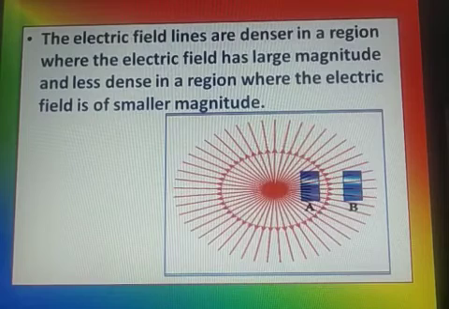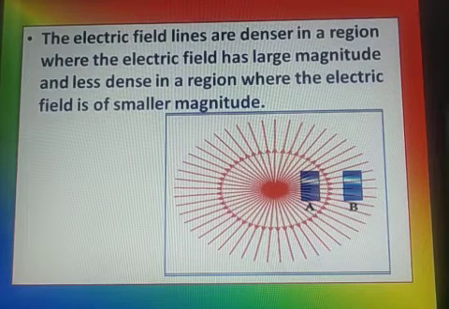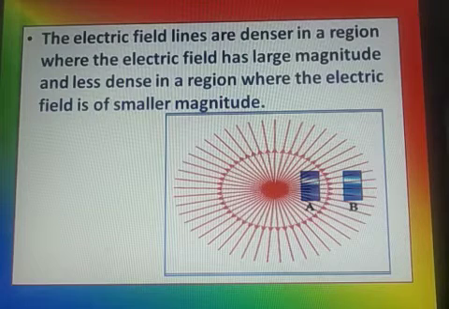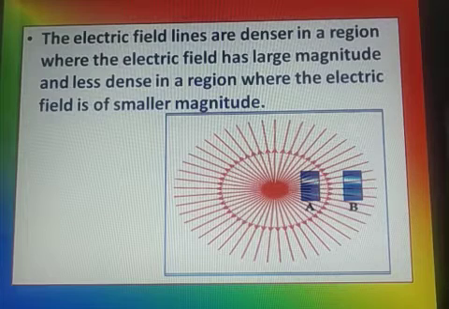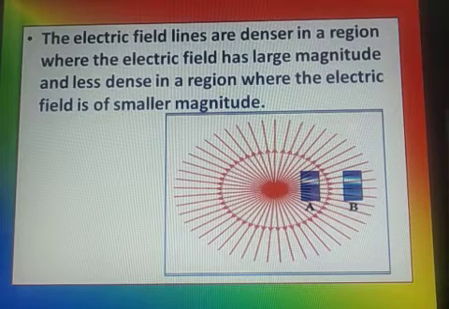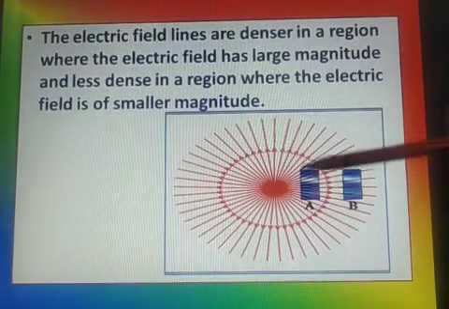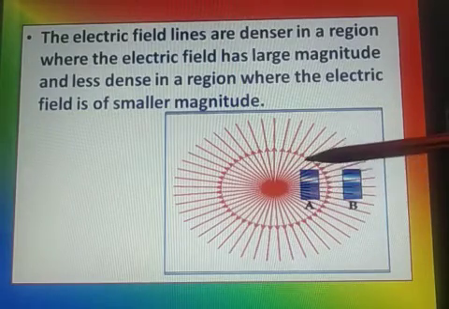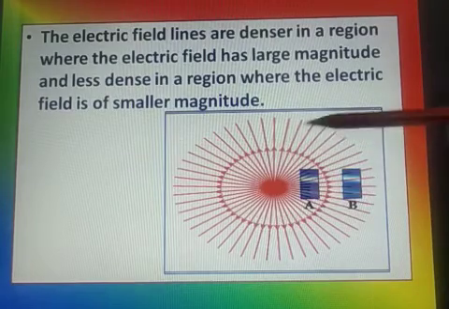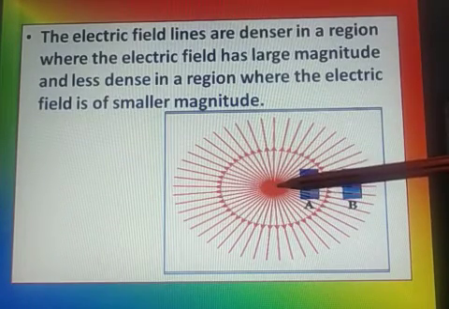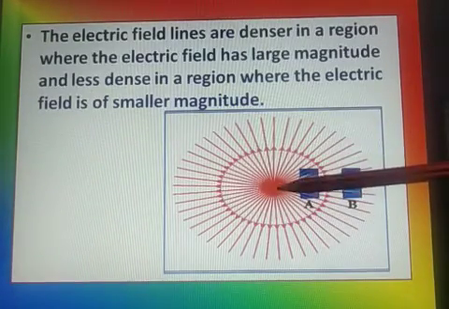And the next point is that electric field lines are denser in a region where the electric field has large magnitude and less dense in a region where the electric field is of smaller magnitude. So the meaning is that the magnitude of the electric field is directly proportional to the number of electric field lines present in that unit area. So in this picture, one isolated positive charge is kept. It is producing a number of electric field lines acting radially outward.